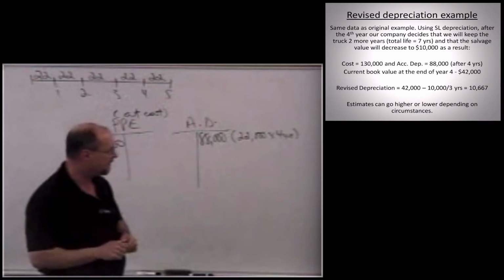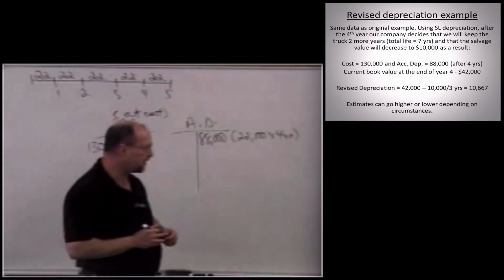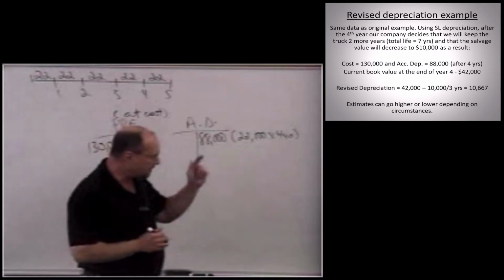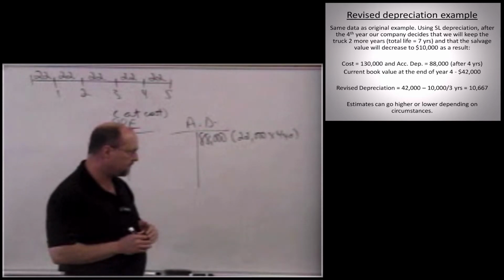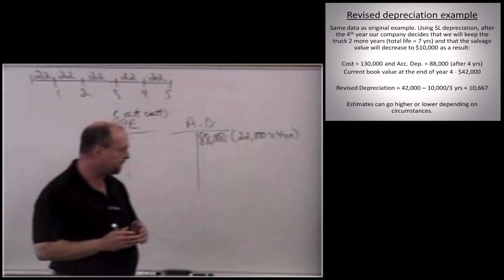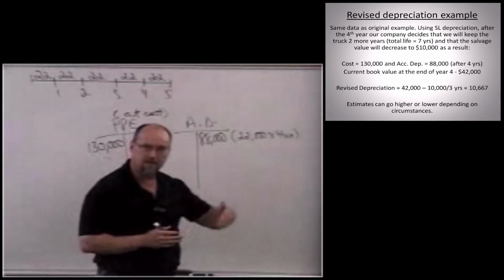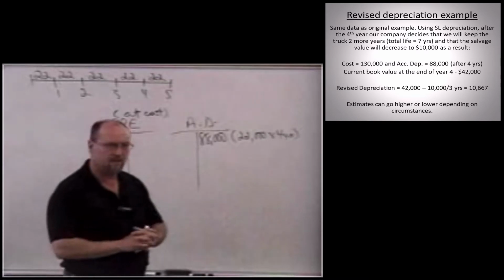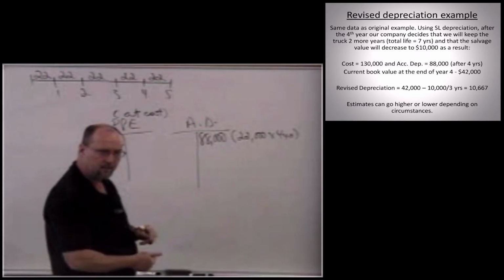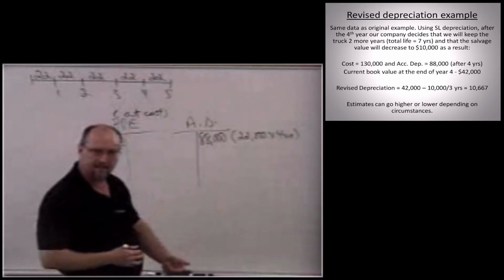That makes sense. Okay, so our new or revised depreciation: current book value $42,000, minus the new salvage of $10,000, divided by the new remaining useful life of 3 years, gives us depreciation for this year and the remaining 2 years of $10,667. Debit depreciation expense, credit accumulated depreciation. Okay, and that's our new depreciation for the remaining life, 3 years.